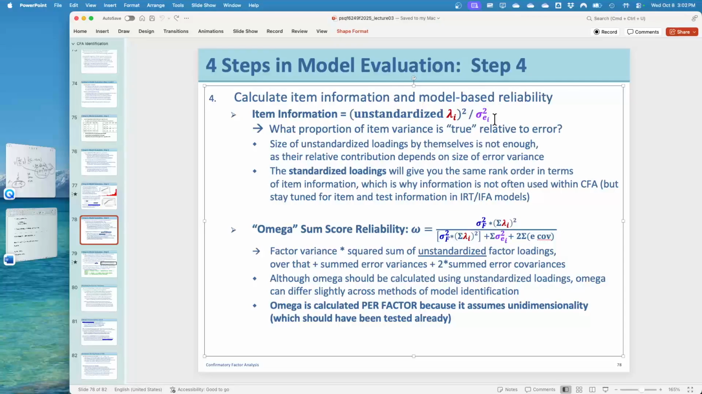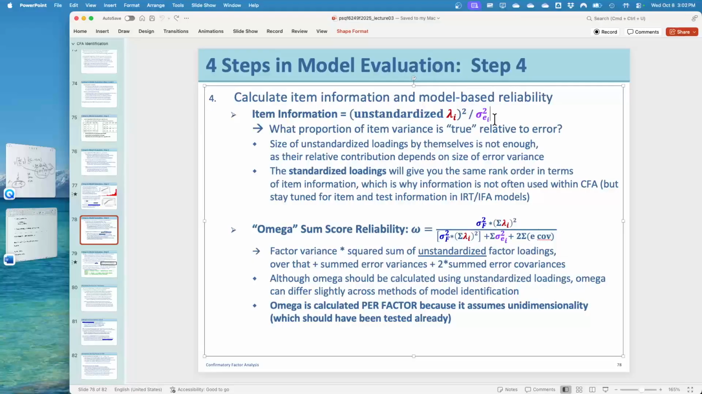But here's the fun thing about computerized adaptive assessments. You can't do those with CFA because they would all be the same. Your order would always be the same. It doesn't matter what level of the trait you have. The most informative item is always the most informative item. The least informative item is always the least informative item. We'll talk more about this in the weeks to come.